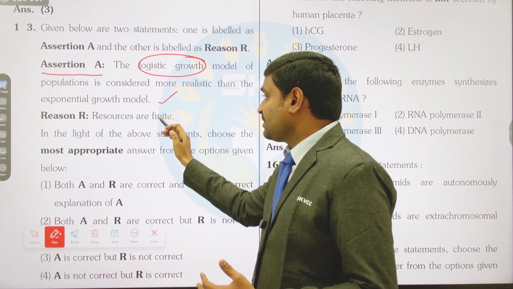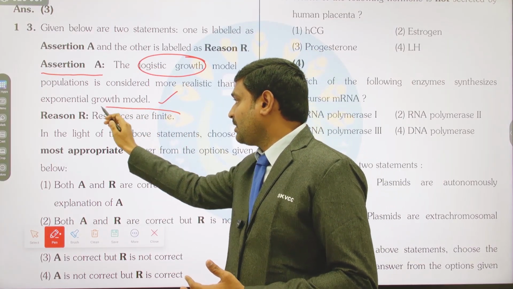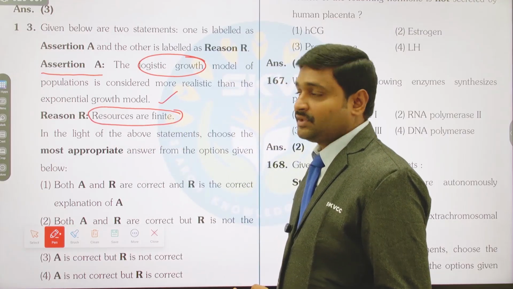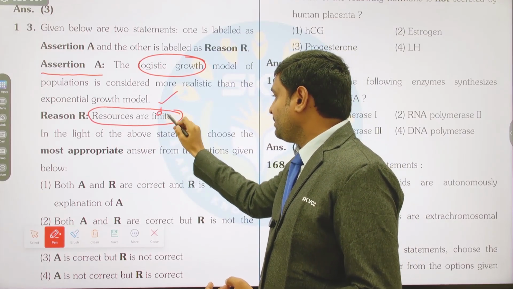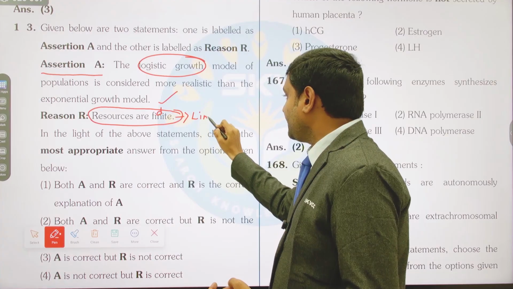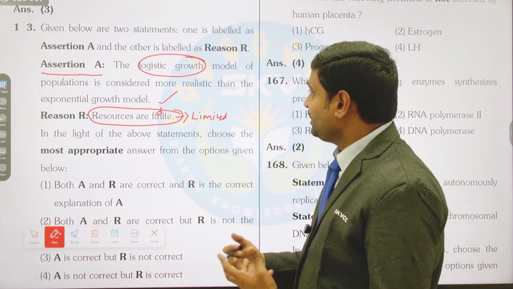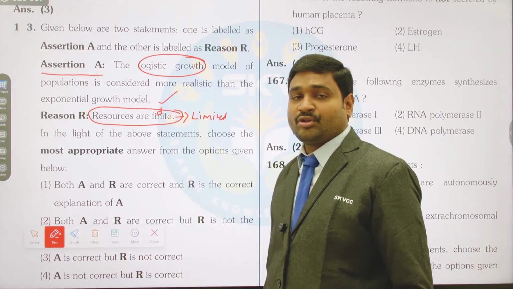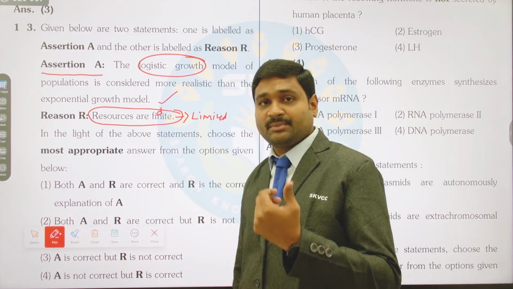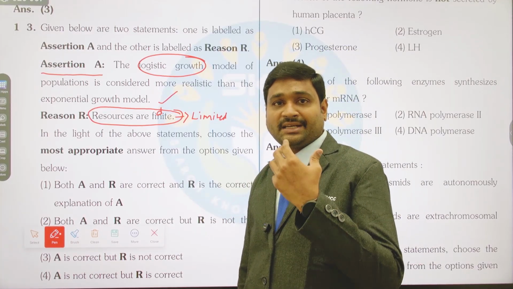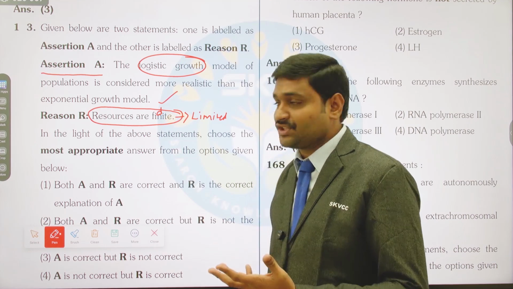And the reason is given as resources are finite. That means resources are limited. Because resources are limited, the logistic growth model is the realistic one. Why? Because the logistic growth model is what is seen in nature, not the exponential growth.